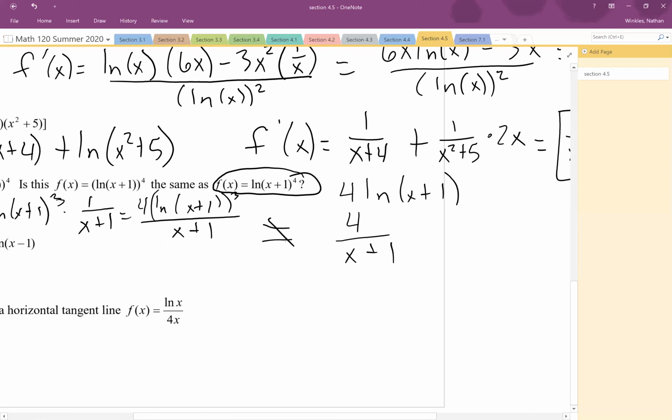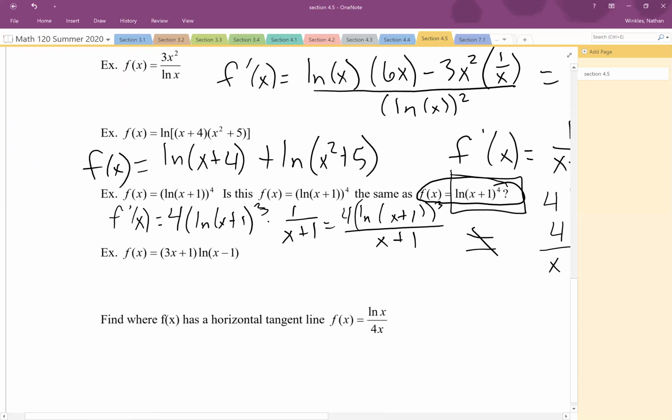These two are not equal. They are not the same because in the second case here, ln of x plus 1 to the 4th, only the x plus 1 is raised to the 4th. But way back over here, our entire function of ln is raised to the 4th. So there's a difference in seeing when they're equal and when they're not equal here.